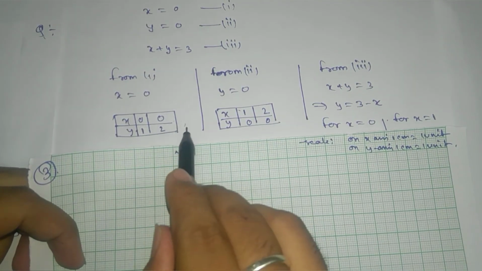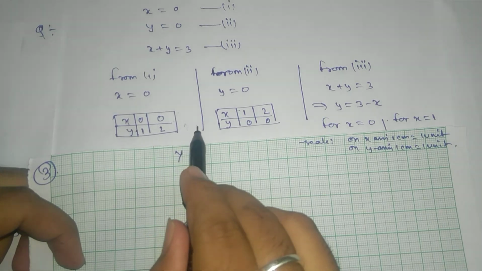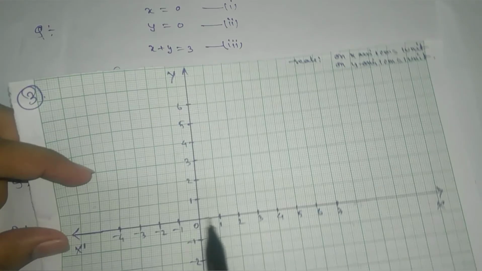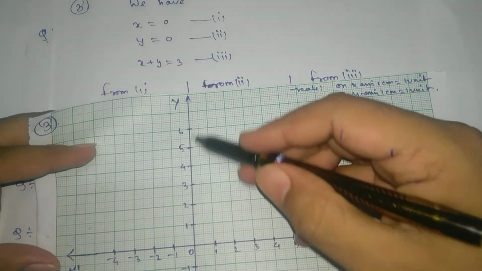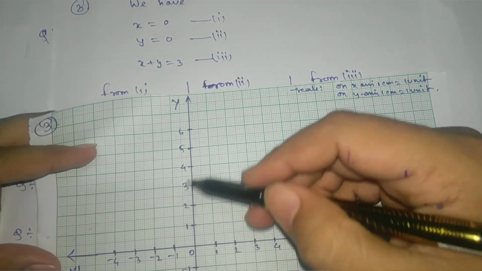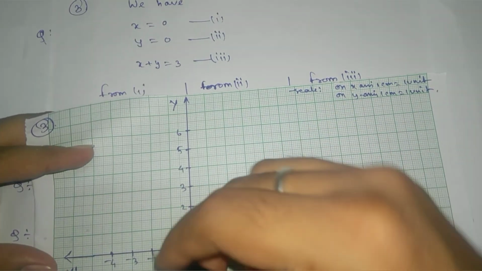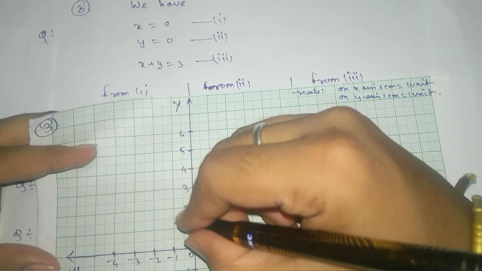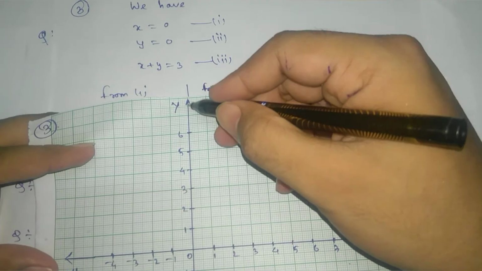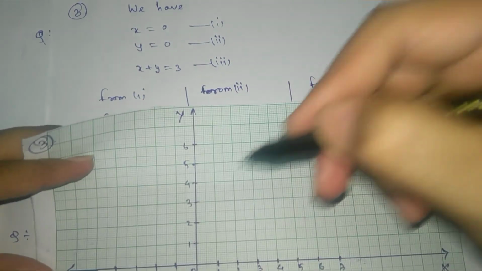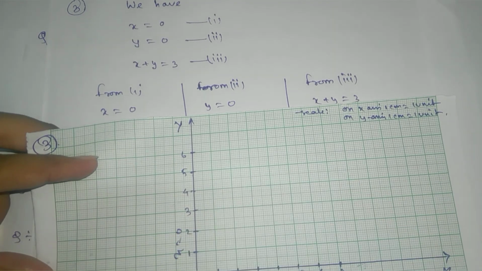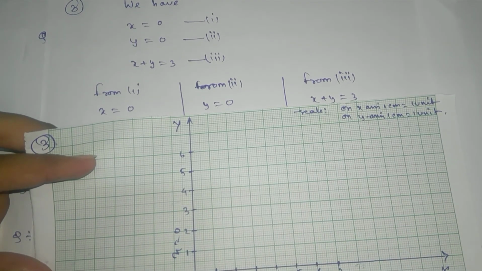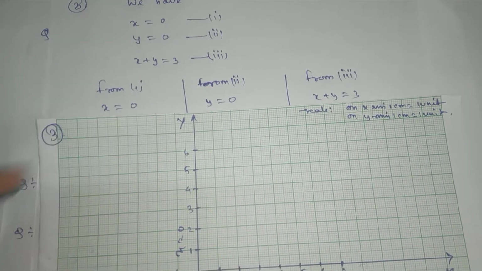If we take y as 3, x is 0. If we take y as 4, x is 0. So whenever you take any y value, you get x as 0. That means x equals 0 is not the equation, but this axis. The y axis is your answer for x equals 0. This is your x equals 0 and this is your y equals 0, that means the x axis represents y equals 0.